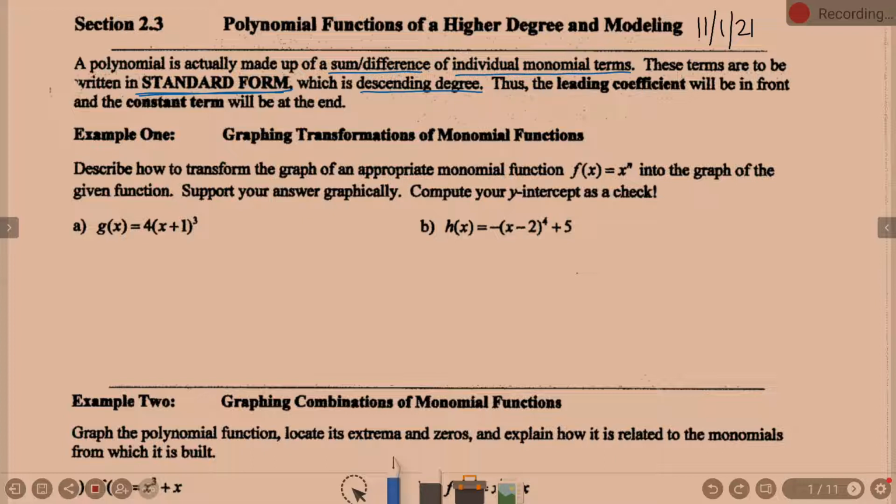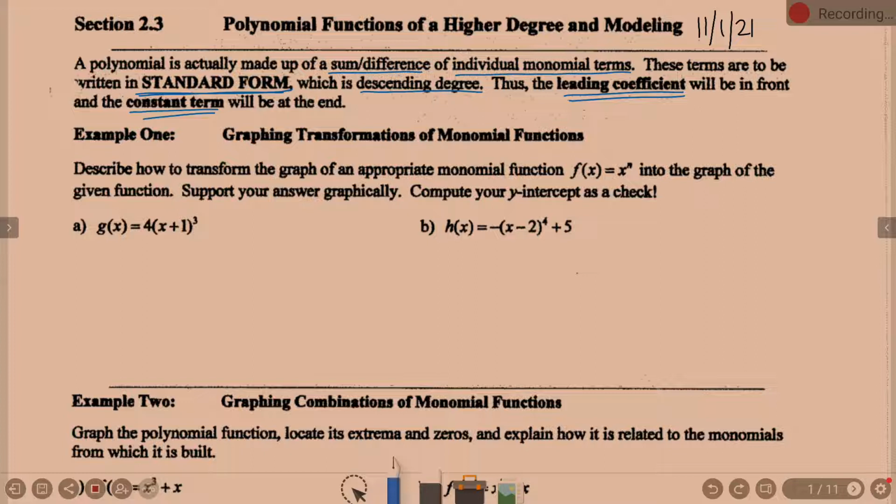We talked about leading coefficient, right? We talked about leading coefficient on a monomial term. Well, when we have a polynomial, leading coefficient is going to be on that first term, so your term with the highest degree. We talked about that back in lesson 1, I think, if we jump back 2 lessons. So leading coefficient will be in front and constant term will be at the end. Okay, so just a reminder, standard form, highest to lowest power.